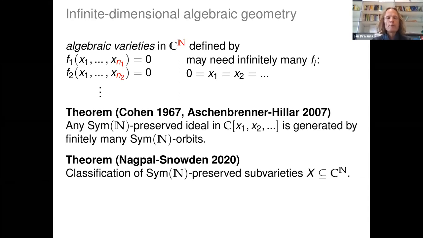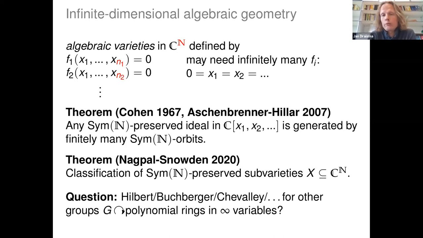So it's very nice. But it also shows that there are only very few of these Sym-N preserved closed subsets of C^N. And in particular, I don't know of any algebraic model coming from applications that you can model using these subvarieties. So it's a very nice classification, but it also shows that it's maybe not so useful for applications. So the question is, do we have analogs of Hilbert's theorem, Buchberger's theorem, and Chevalley's theorem, and maybe other results for other infinite groups that act on polynomial rings in infinitely many variables?